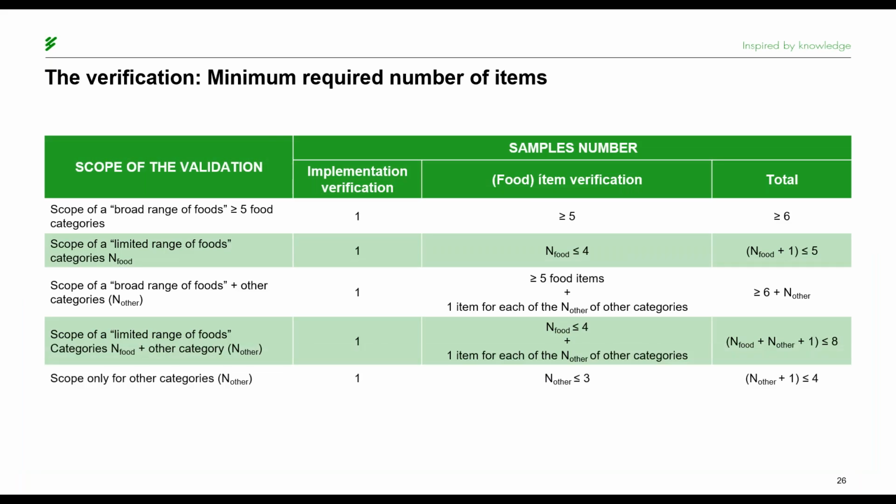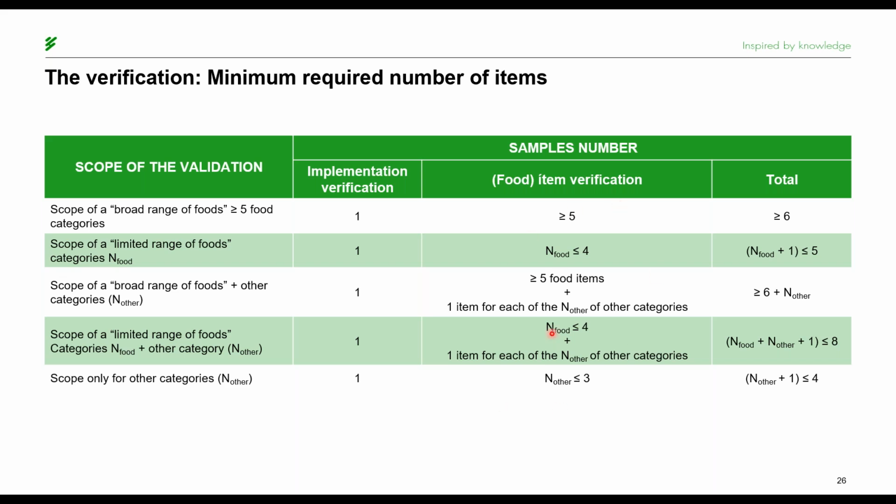And so it can be a bit confusing with so many rules or conditions, but it really isn't. We have a summary in this table of the minimum number of items for the verification. As we have said before, in any case, an item will be necessary for the first step, as we can see here clearly in the first column. Then that is for the implementation verification.